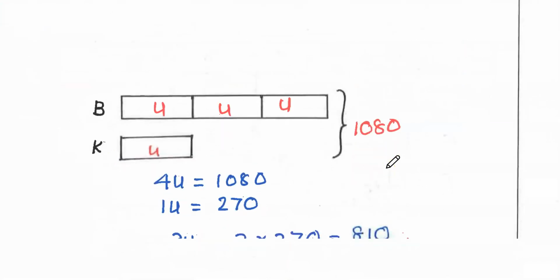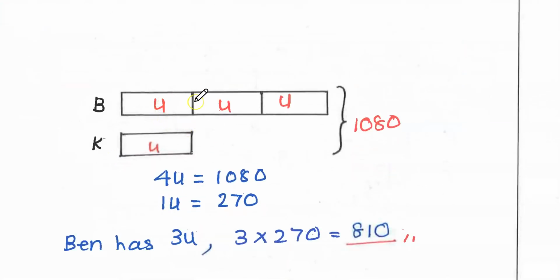Draw out this model first. Ben has 3 times, 3U, Karen 1U. Both Ben and Karen had 1080 cards. Obviously, this is quite simple. It tells us that 4U together, 3U plus 1U, is 1080. If 4U is 1080, find 1U and it is 270.